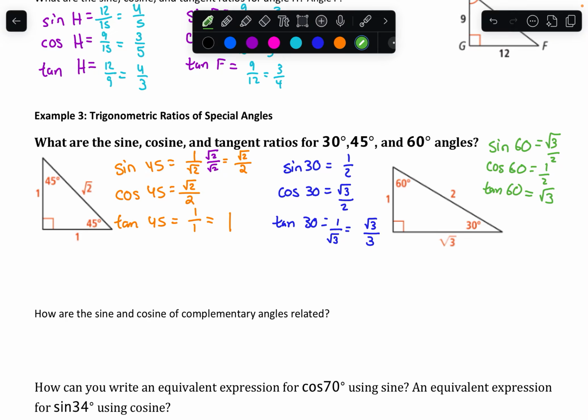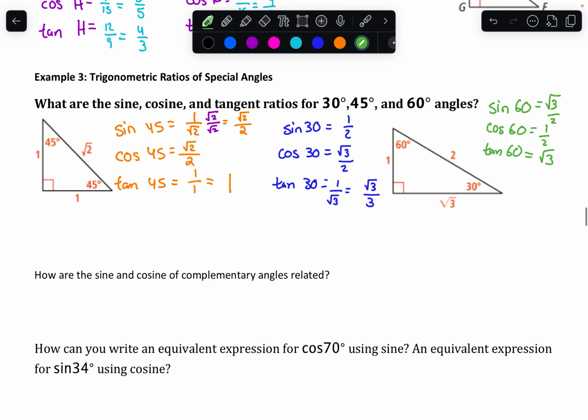And as we look at these, we can see one of the next properties, one of the only patterns we're going to discuss in our trigonometric ratios. The question here is, how are the sine and cosine of complementary angles related? Remind yourself that complementary means add to 90. That's supposed to be a plus sign. They add to 90.